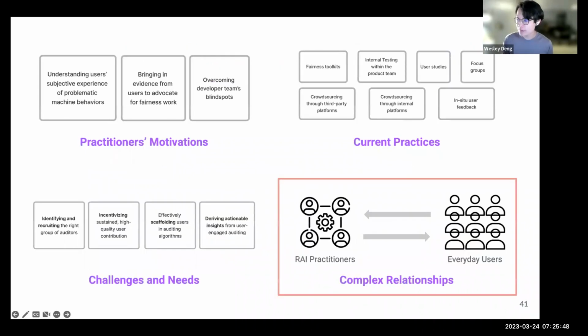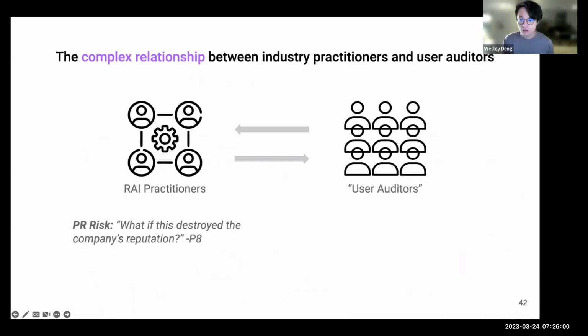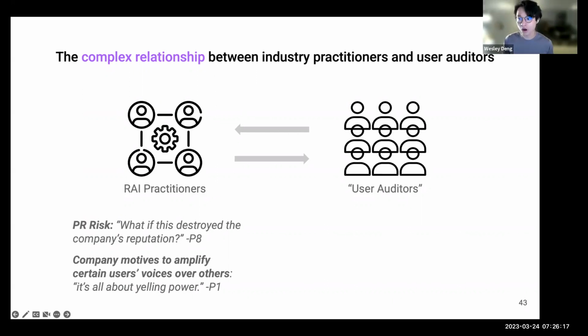Last but not least, our paper uncovered a complex relationship between user auditors and industry practitioners working on responsible AI, suggesting both opportunities and risks of user engagement. For practitioners who are experimenting with user engagement in AI testing and auditing, their organizations were often afraid that engaging users might lead to potential PR risk. As PH shared, what if user-engaged auditing destroys the company's reputation? Profit-driven companies are often motivated to amplify certain user voices over others.